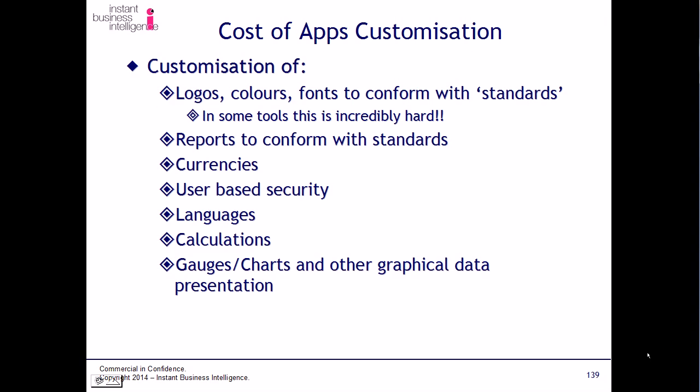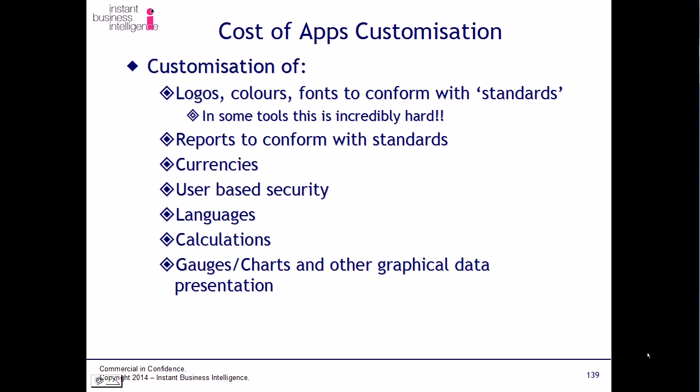Now, what's the cost of application customization? It's a customization of logos, colors, fonts, etc. to conform with the standards of the organization that you're selling to. And in some tools, this is incredibly hard. Business Objects is an example where it's very difficult to customize Business Objects reports to the standards of the customer. So most organizations' reports have to conform to the standards already established, because most large organizations have very well established reporting standards.